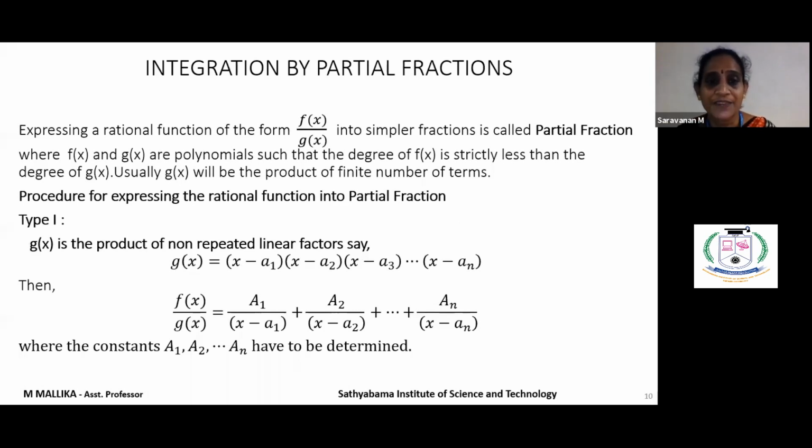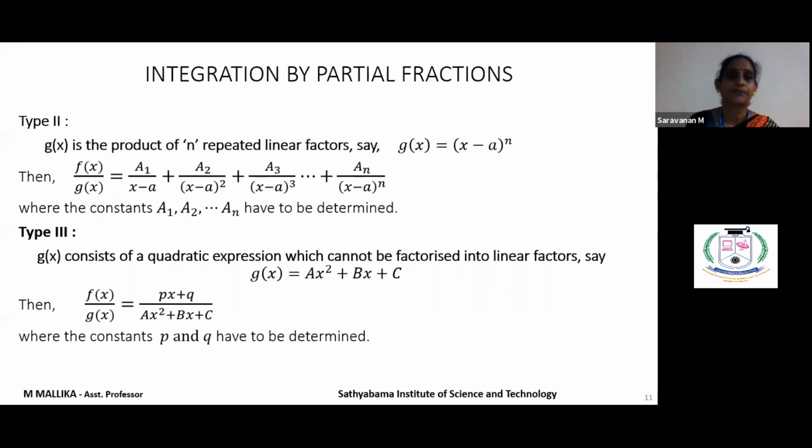That is, you have g of x as x minus a1 into x minus a2 into x minus a3 and so on, up to x minus an. There are no repeated factors. Then how do you split this rational function? You split f of x by g of x as a constant by the first factor plus another constant by the second factor, and so on. You continue this for as many factors as you have. After doing this, you have to find out the unknown constants a1, a2, etc. up to an. That is the procedure. That is type 1.